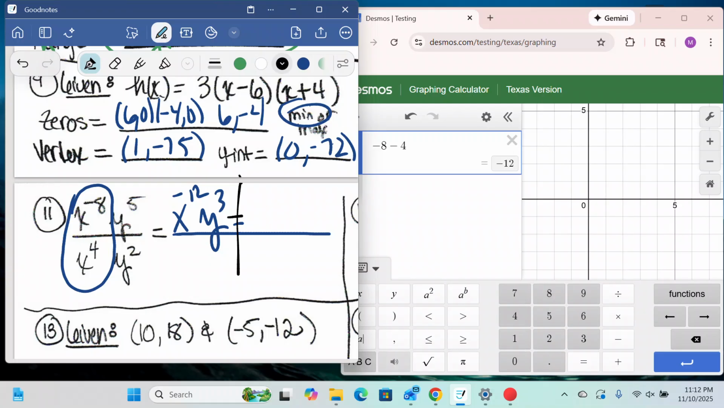So the y to the third, I'm going to leave at the top of the division sign. And in order to change this to positive, I'm just going to throw it to the bottom, and it's going to be x to the 12th, and that is my answer. Y to the third and x to the 12th. And that's my final answer.